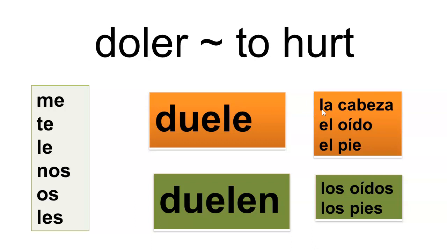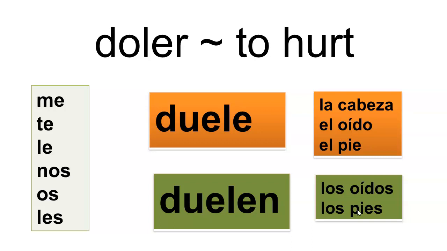So if I want to say my ear hurts, really what I'll say in Spanish is to me hurts the ear. Me duele el oído. My foot hurts. To me hurts the foot. Me duele el pie. So that's how it functions. If the noun is plural, for example, if I want to say my ears hurt, I will say in Spanish, me duelen los oídos. To me, hurt the ears. My feet hurt, me duelen los pies. To me, hurt the feet, literally. But, again, this sounds very normal in Spanish.